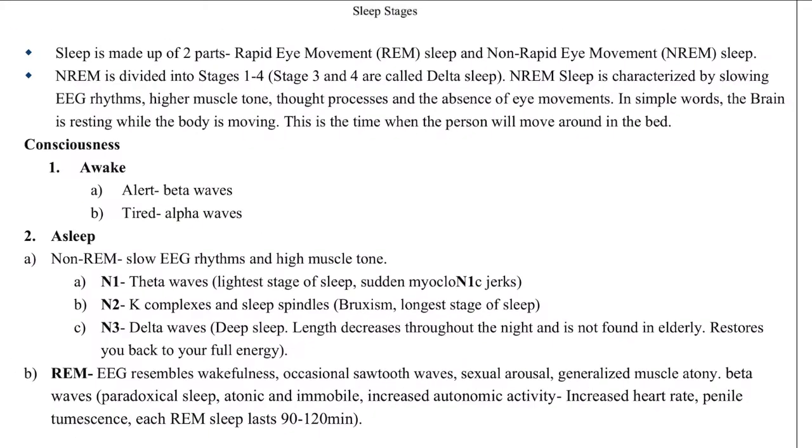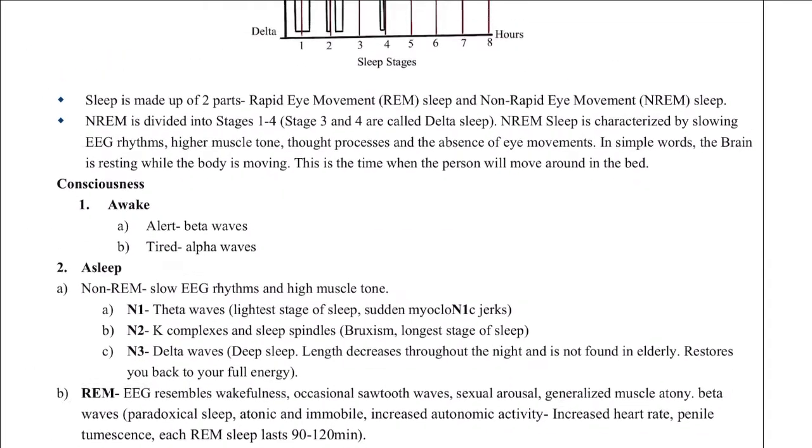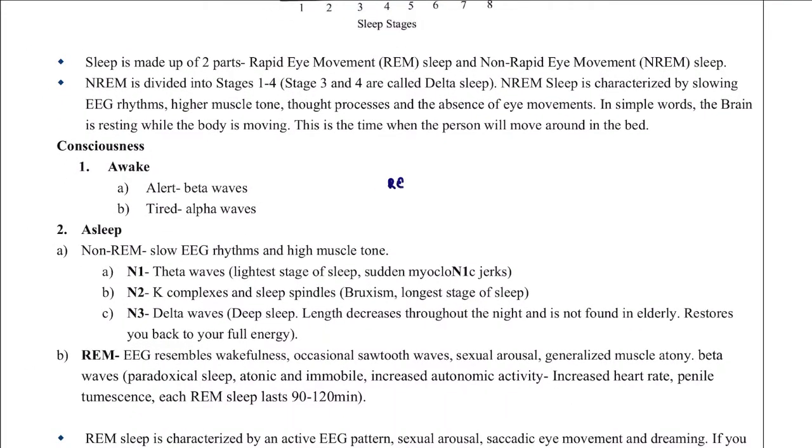There's two types of sleep. There's the REM sleep, which means rapid eye movement, and the non-REM sleep. This is non-rapid eye movement sleep. When we think of non-REM sleep, there's three main stages. There's N1, N2, N3. And this has a slow EEG rhythm with high muscle tone. So what happens here is our brain is asleep, but our body is active. Think of it like that.